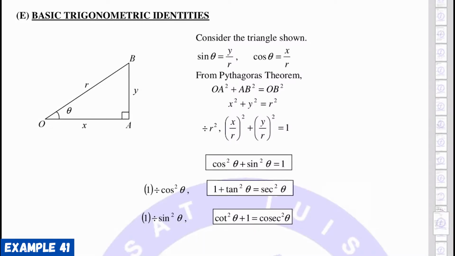Okay guys, let's talk about basic trigo identities. First, let me show you how we actually derive this trigo identity. There are three, but the first thing is we can go through this again.